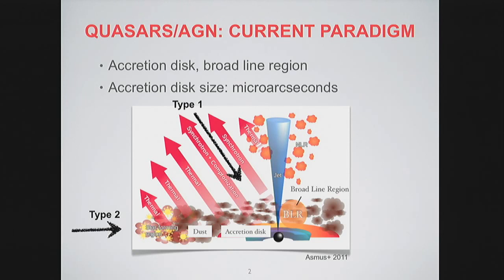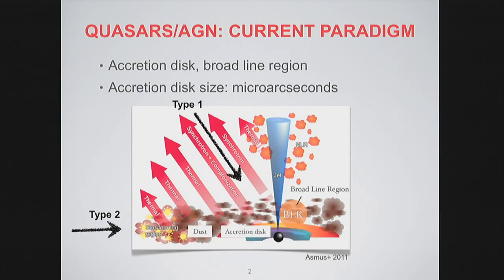So in a type 1 quasar, you're viewing the central engine at an intermediate angle so that you're not obscured by the dust. And for a type 2 quasar or type 2 AGN, you're looking through the dust, and therefore you can't see the inner region, such as the broad line region, where you have broad emission lines.